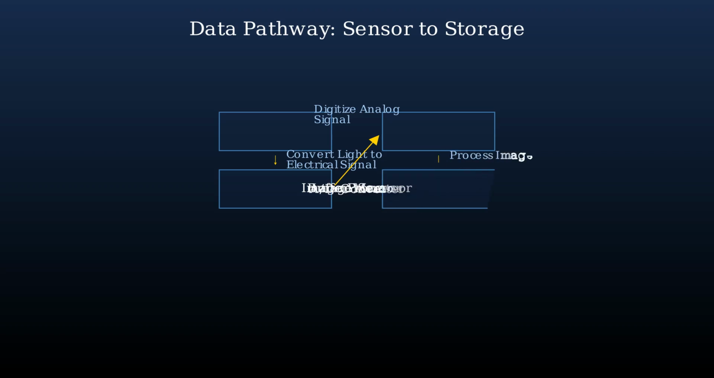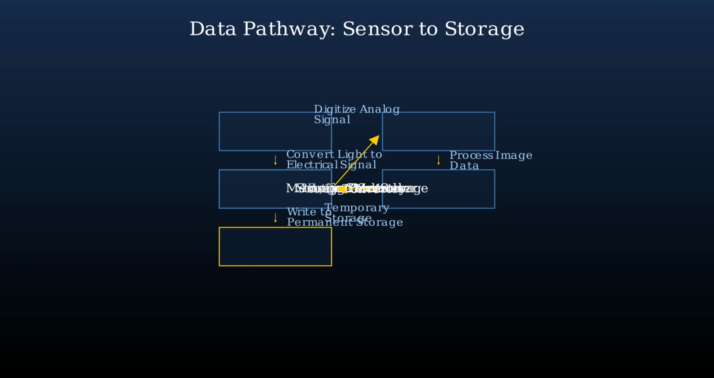The processed data moves to the buffer memory, allowing the camera to handle multiple images in quick succession. From there, the storage controller manages how the data is written to permanent storage. Finally, the image data and its metadata are written to the memory card or internal storage, ready for viewing or transfer to other devices.